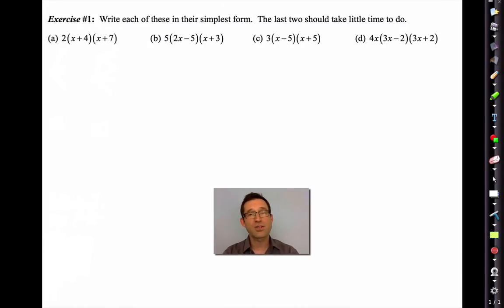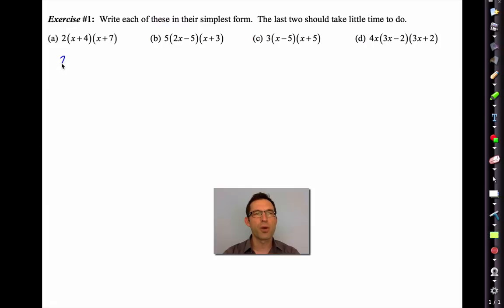Actually, first, let's do some products. It says write each of the following in their simplest form. The last two should take little time to do. Now, what do we really have here in terms of products? We've got the product of three things. Whenever you multiply three things together, you multiply two things together first, and then multiply by the third thing. It doesn't matter what order you do them in, because multiplication is both commutative and associative, giving us permission to do them however we want.